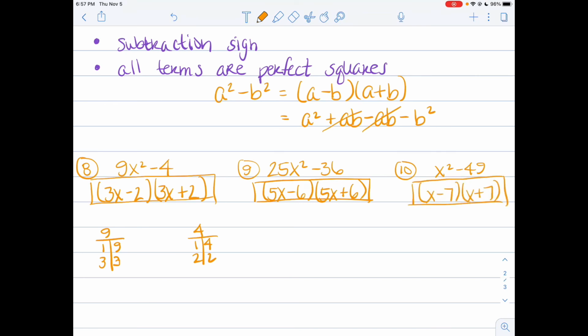All right, so for this last one, we have an x squared minus 49. The square root of x squared is just x, so that's what goes in the front. And the square root of 49 is 7, so that's what goes in the back. 1 positive and 1 negative.